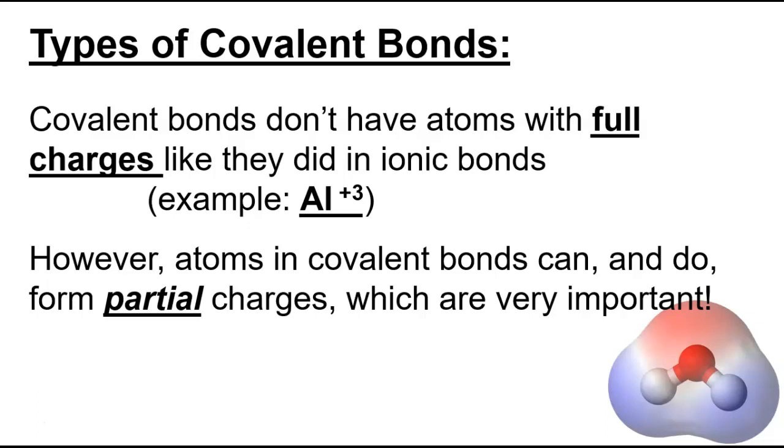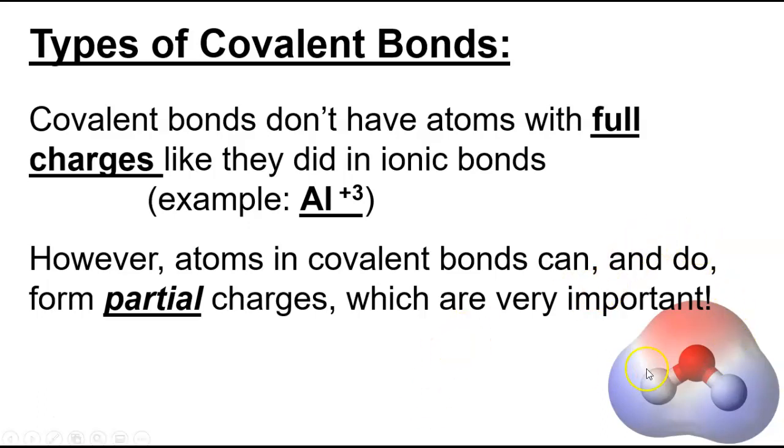Now, covalent bonds don't have atoms with full charges like ionic bonds do. So the example I put there is aluminum that has a +3 ionic charge. Okay, that's a big charge. But atoms in a covalent bond can form partial charges, which are very important. So down here at the right-hand corner of your screen, I have a water molecule. I have H2, you see your two white H's, and O, the red one. They are both nonmetals, so they will covalently share electrons.